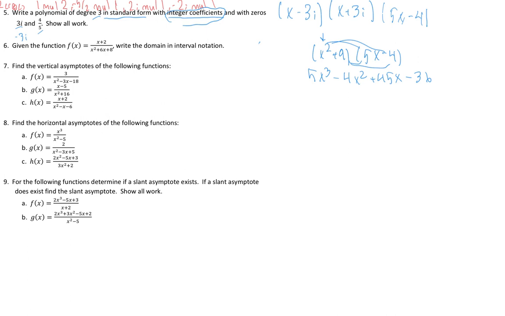That is now a polynomial with degree 3 in standard form with all my coefficients are integers.